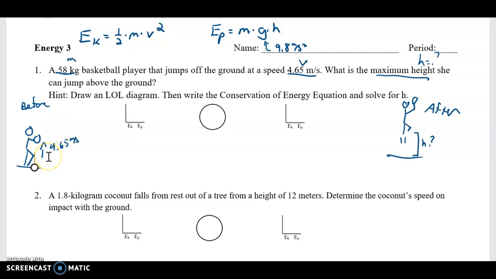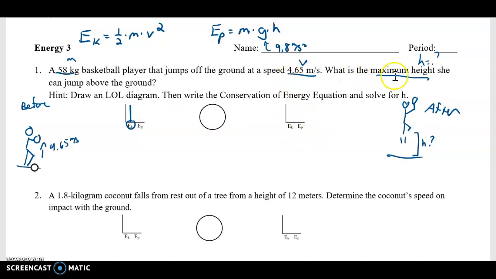Originally, she has kinetic energy because she is moving at this speed. We would say that she doesn't have potential energy because she is on the ground. Her height is 0. So we would say that all of her energy is kinetic energy. That's where drawing these little LOL diagrams is really helpful because we're going to keep track of what type of energy they have. So I want you to draw this diagram for this problem. Originally, she has kinetic energy and 0 potential energy.